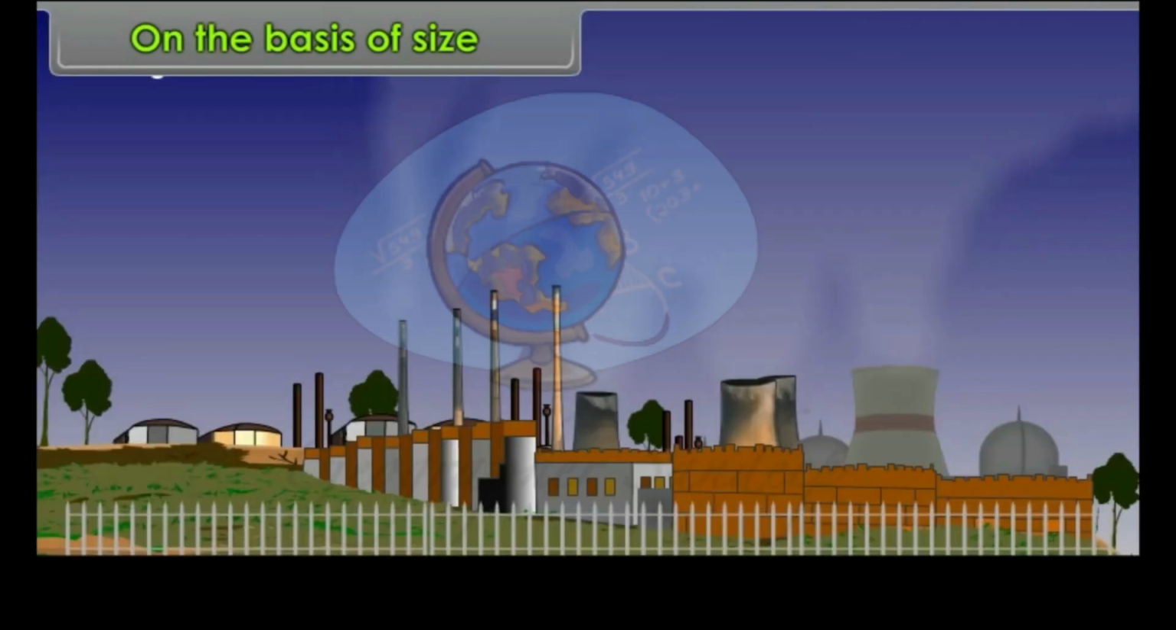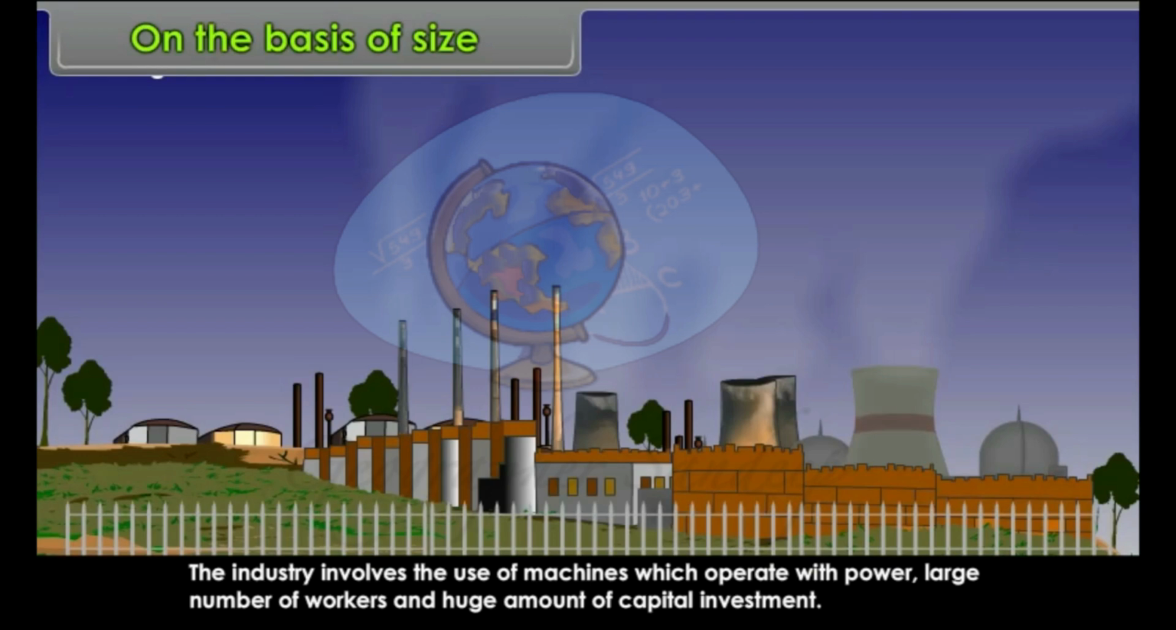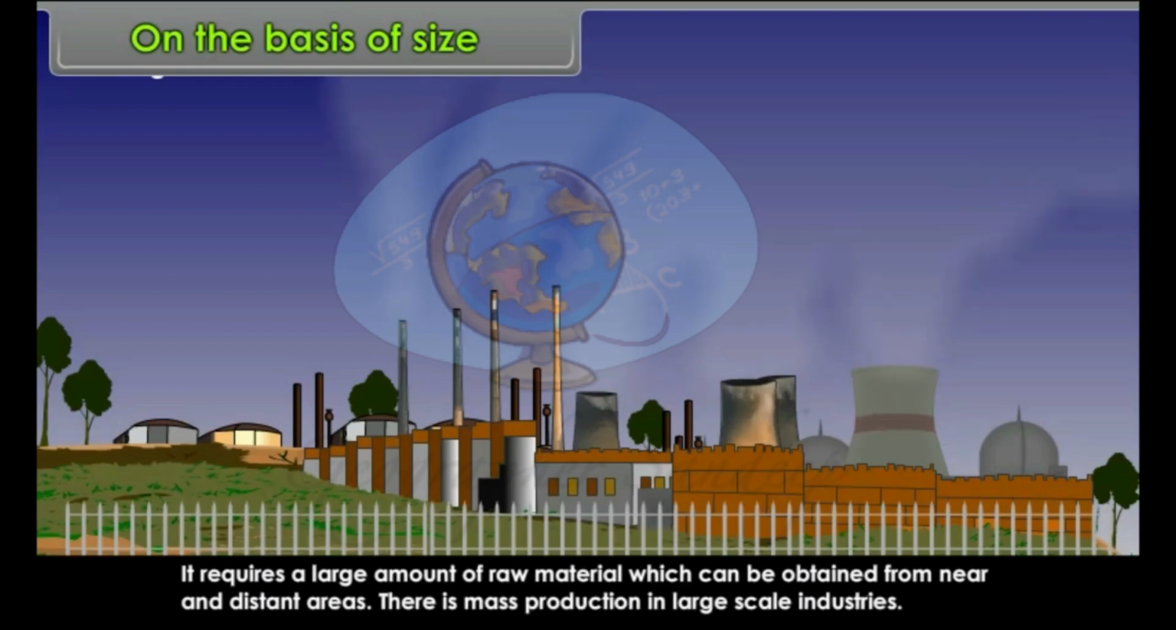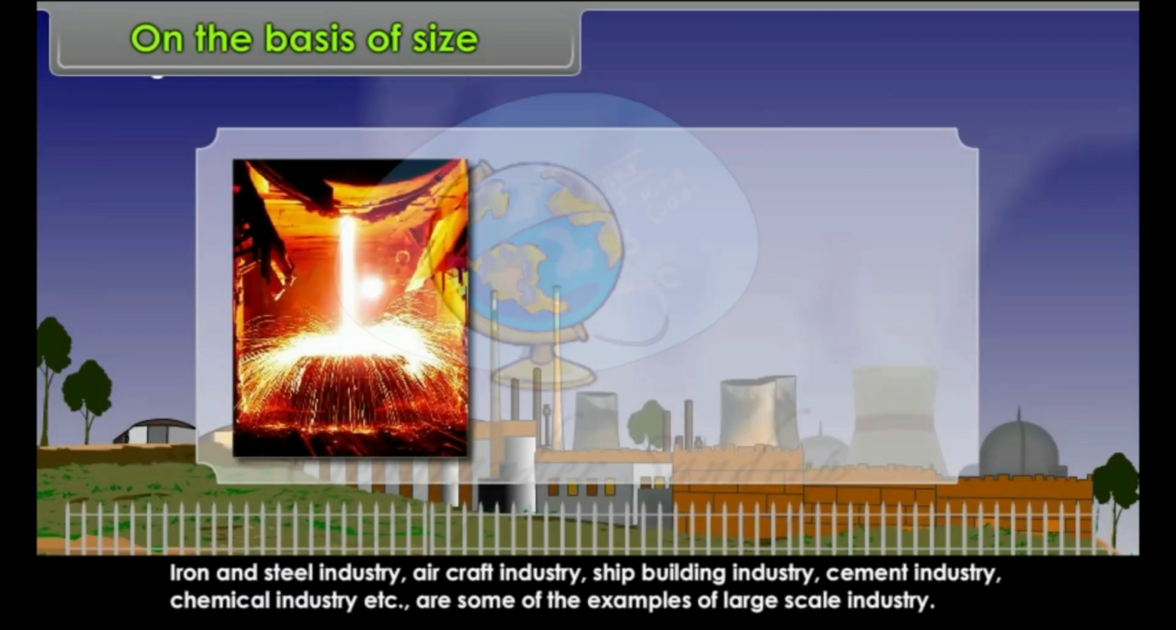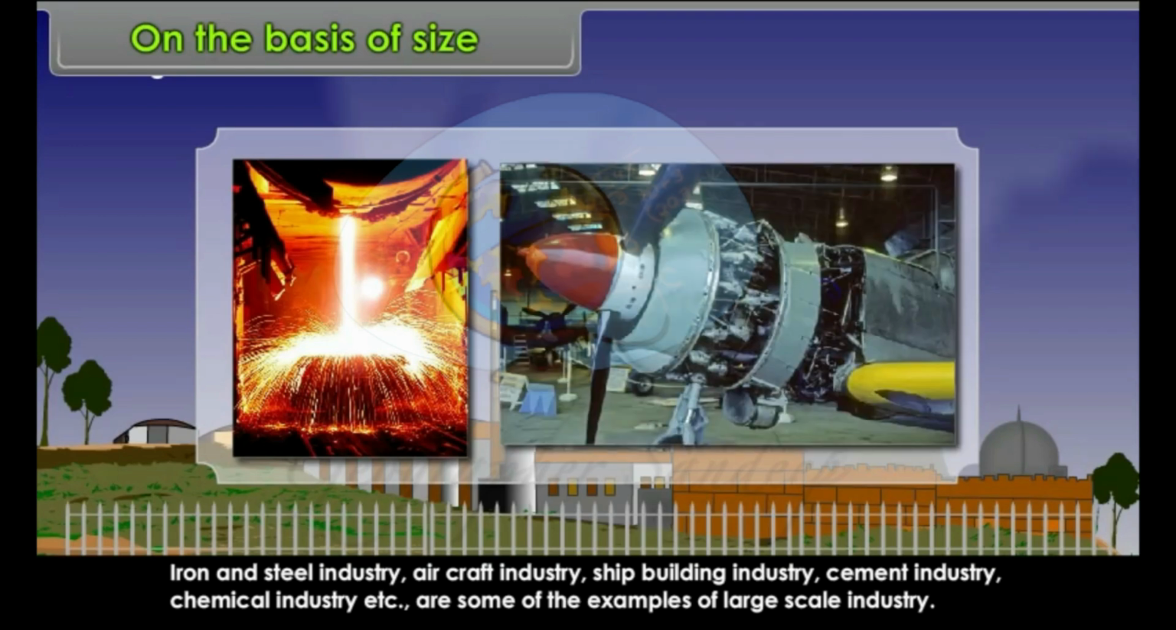Large-scale industries. The industry involves the use of machines which operate with power, large number of workers and huge amount of capital investment. It requires a large amount of raw materials which can be obtained from near and distant areas. There is mass production in large-scale industries. Iron and steel industry, aircraft industry, shipbuilding industry, cement industry, chemical industry, etc. are some of the examples of large-scale industry.